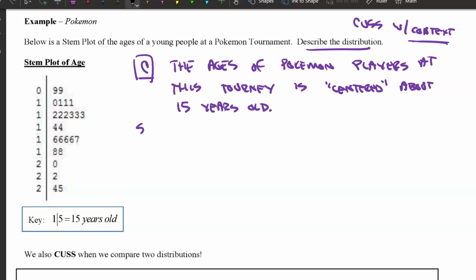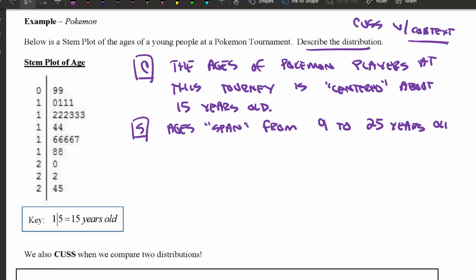So I don't like to go in order. I like to do spread next. How spread out is it? Well, it spans from 9 years old to 25 years old. Ages span from 9 to 25 years old. Again, in a little bit, next lecture, whatever, we're going to talk about specific measures of spread also.